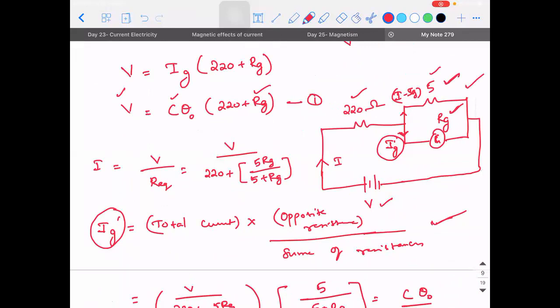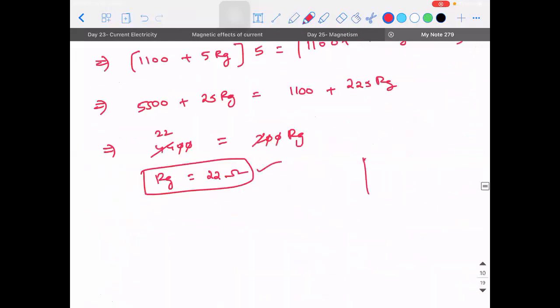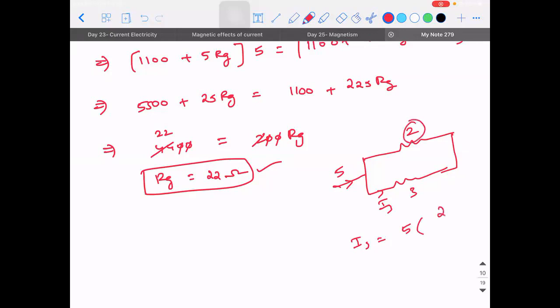Yes, sir. Okay. Now, 2 ohm resistor, 3 ohm resistor. Let's say the total current flowing here is 5. If I ask you what is the current through the 3 ohm resistor, what will you say? Total current multiplied with opposite resistor, that is 2, divided by 2 plus 3.